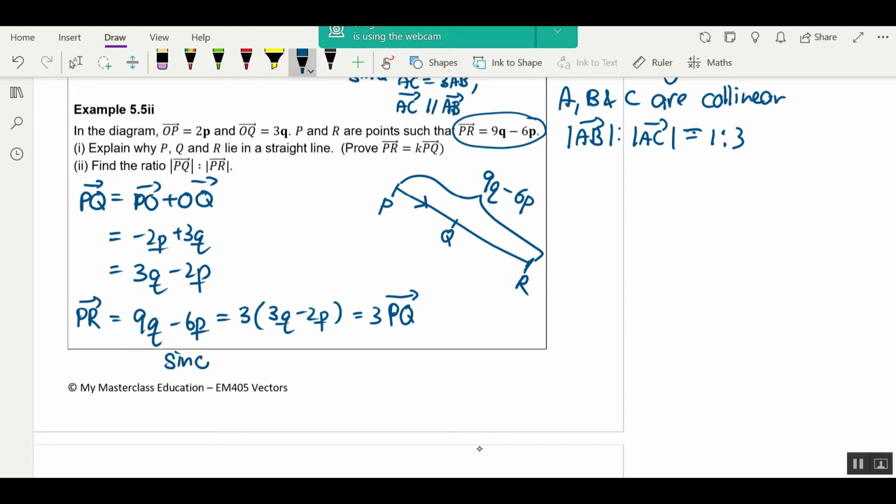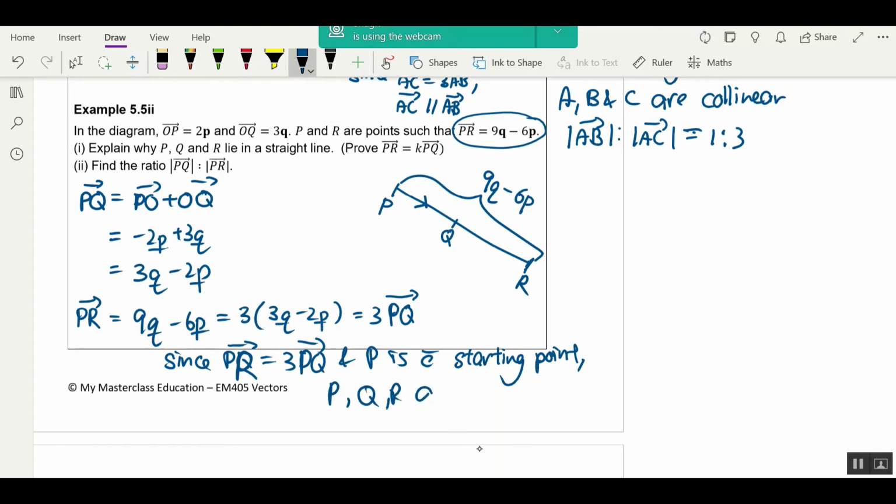Since PR is equal to 3 times of PQ, and P is the starting point, this means that P, Q, R are collinear.